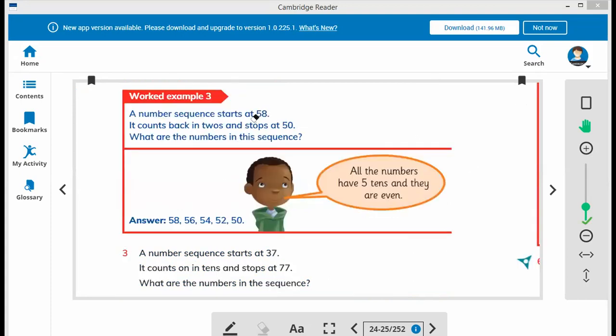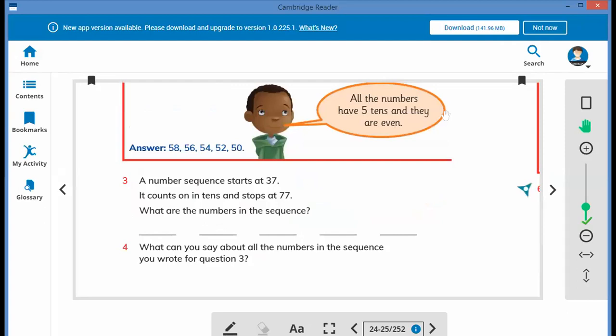So let's study an example. A number sequence starts at 58. It counts back in twos and stops at 50. What are the numbers in the sequence? It started with 58, 56, 54, 52, and 50. All the numbers have 5 tens and they are even numbers. When we are counting in twos, mostly the numbers are even. It might be odd, depending on the number that we are starting with.